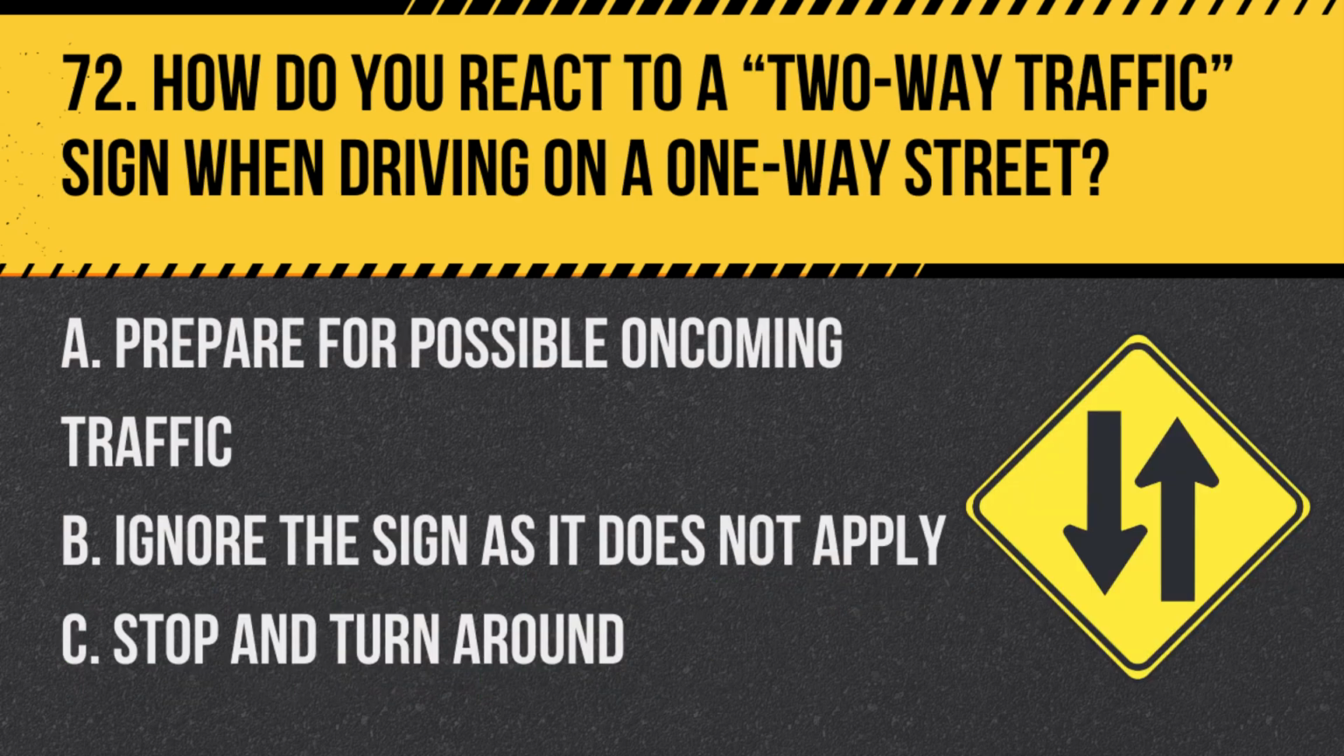Question 72. How do you react to a two-way traffic sign when driving on a one-way street? A. Prepare for possible oncoming traffic. B. Ignore the sign as it does not apply. C. Stop and turn around. Answer: A. Prepare for possible oncoming traffic. A two-way traffic sign indicates that the road ahead will allow traffic in both directions.